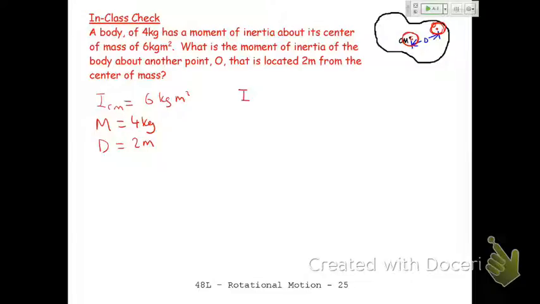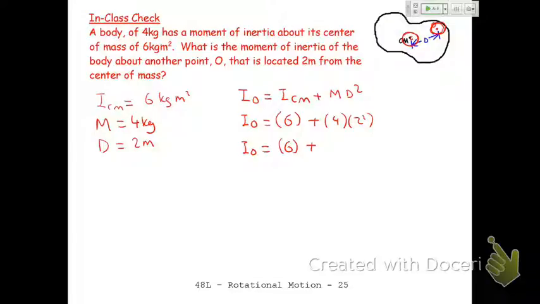So then I say, well, I through my point of interest is equal to I center of mass plus m times d squared. So I axis of interest is equal to 6 plus 4 times 2 squared. So this is equal to 6 plus 16, which is equal to 22 kilogram meters squared. Now, everybody see where that comes from? So it's just remembering it, yeah?